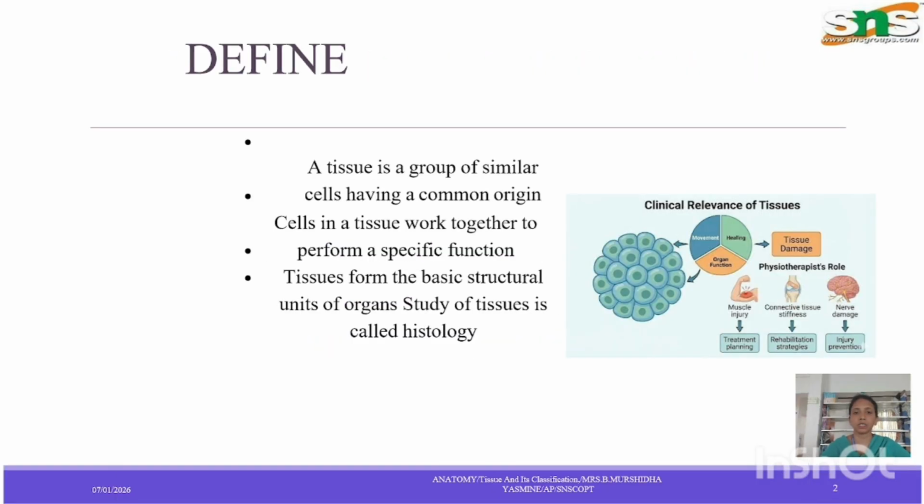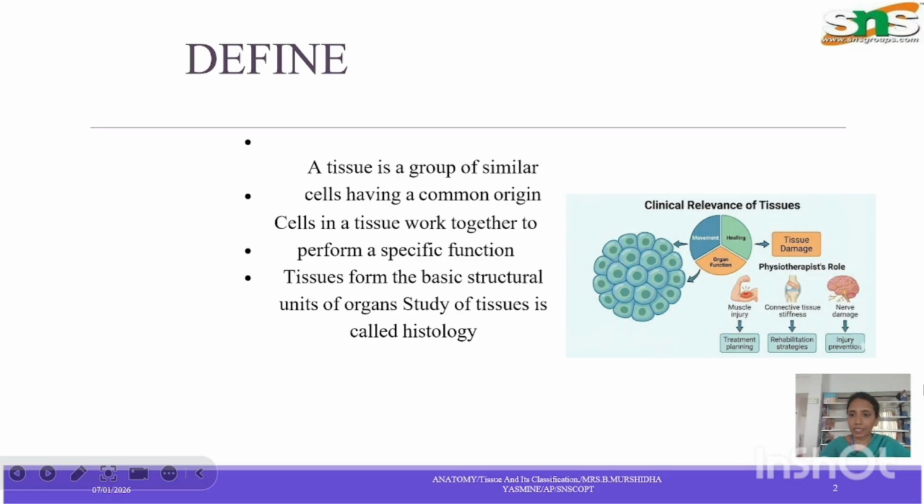To define this, tissue is a group of similar cells having a common origin. As we all know, the organizational structure basically starts from the cell. So the group of cells together form a tissue. Cells in the tissue work together to perform a specific function. So tissues form the basic structural unit of the organs. The study of tissue is called histology. The basic organizational structure starts from the cell. The group of cells together forms the tissues, and the group of tissues forms the organs.